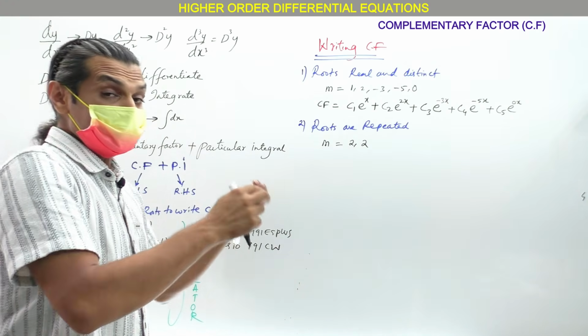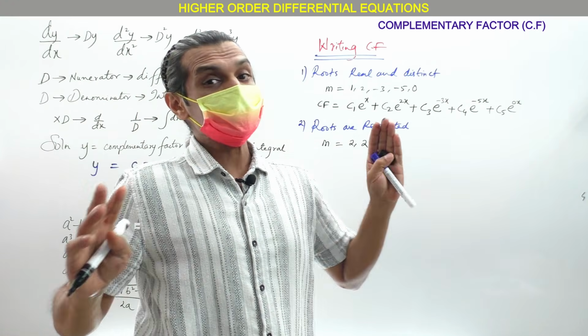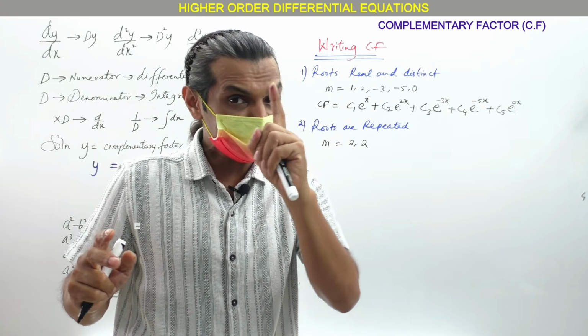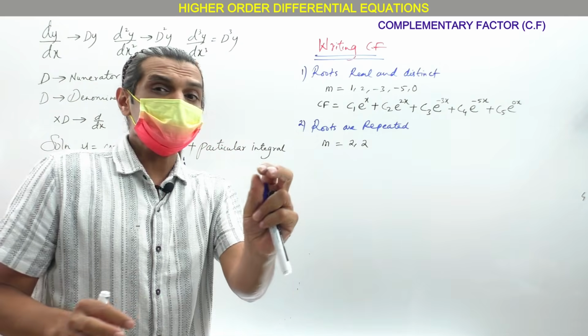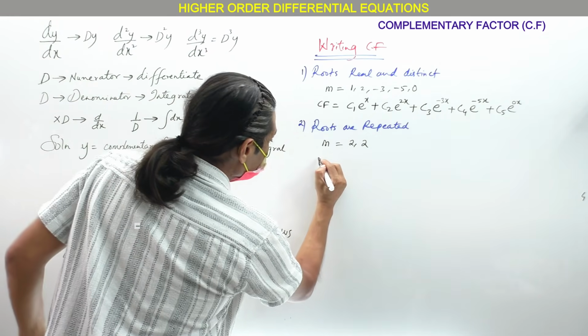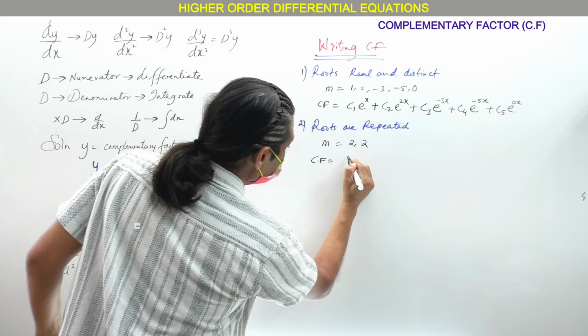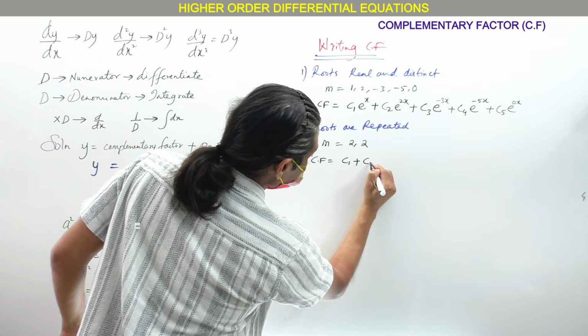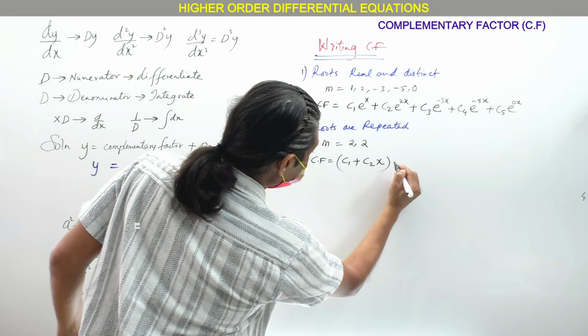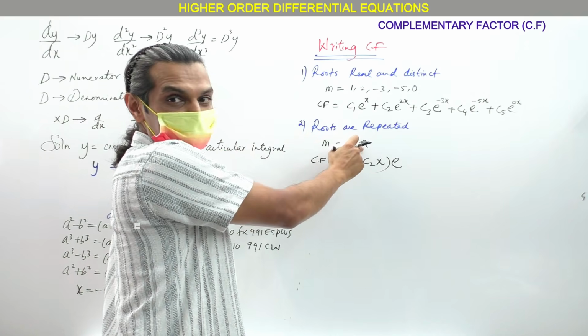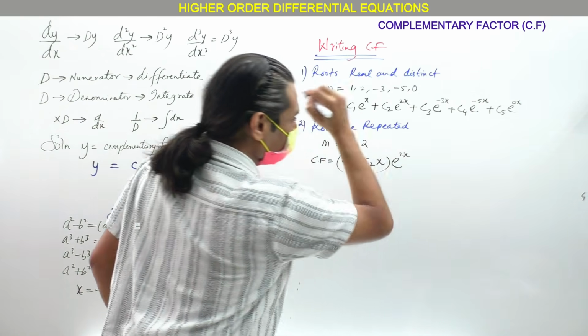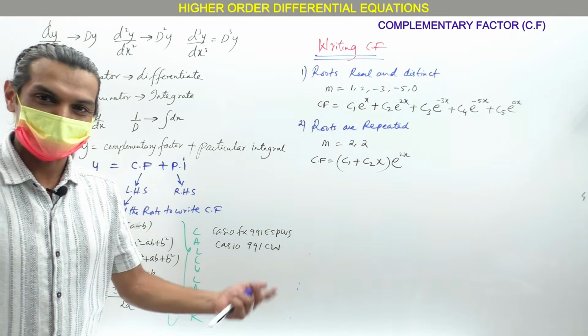So these are repeated same roots. So how to write a CF for this? See, students get confused here. Understand this carefully. If the roots are same, then the complementary factor will be (C1 + C2x) whole into e raised to 2x, that's the root. That's it. As simple as that.